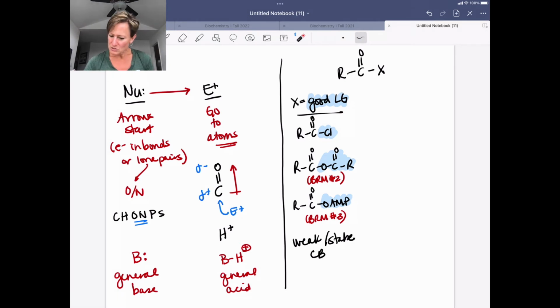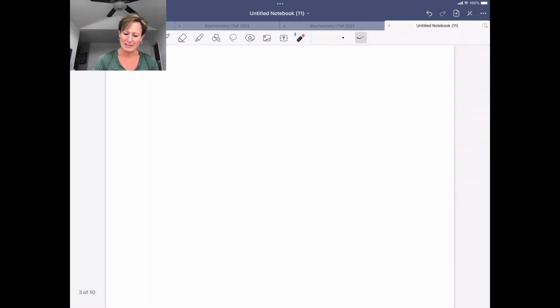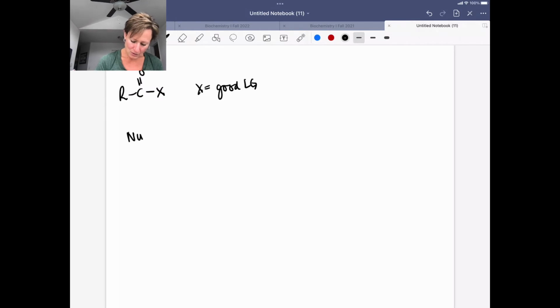I'm going to start another page here just to highlight the kinds of chemistry that happen when we have something with a good leaving group. So when X equals a good leaving group, here's the chemistry that we're going to see. We're going to see nucleophilic attack on our carbonyl carbon.